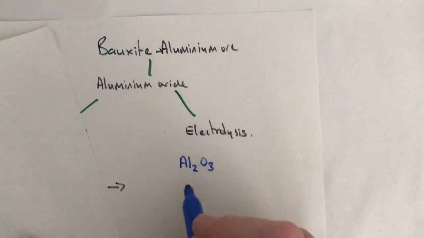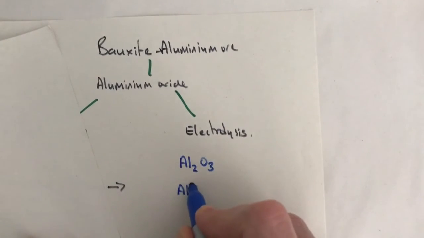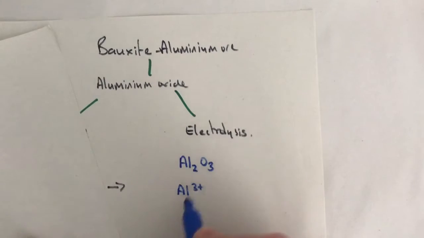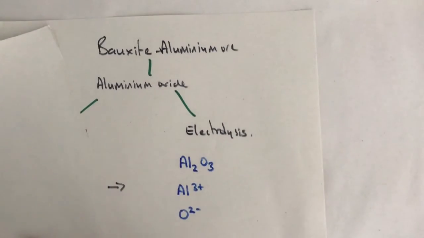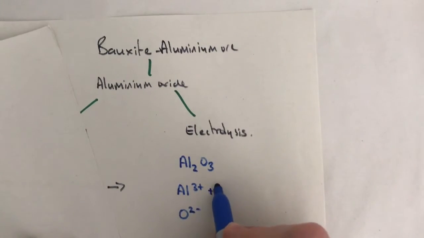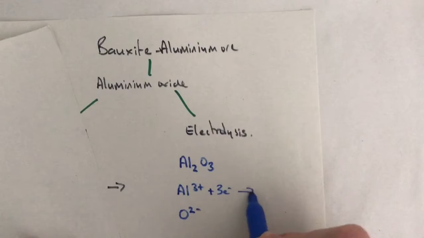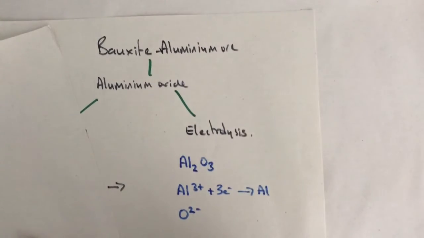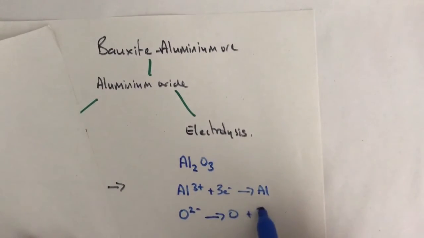If I separate this into the ions, we've got Al3+, and the oxide ion is O2−. Then what happens during electrolysis is the aluminium is a cation, so at the cathode, it will pick up 3 electrons to form aluminium. The oxide ion, O2−, needs to lose 2 electrons, so it will lose those 2 electrons to form an oxygen atom.